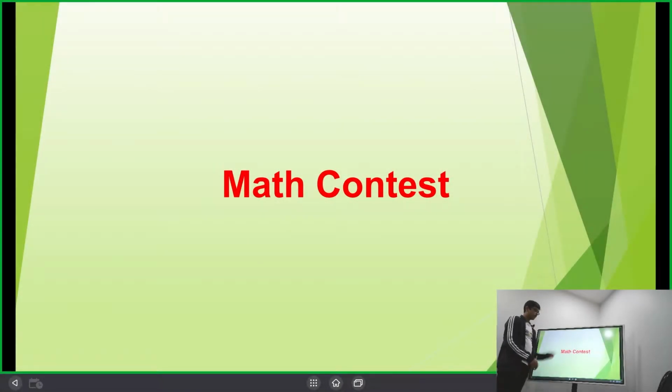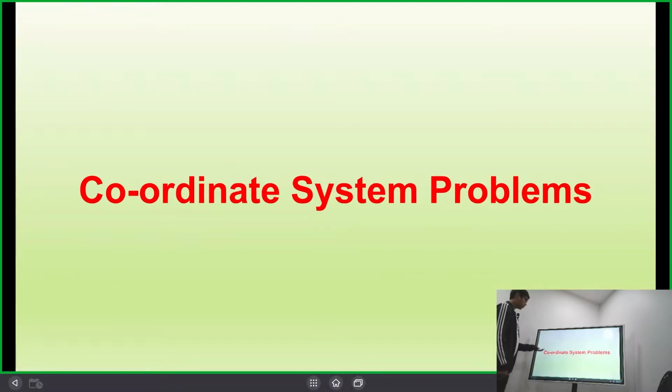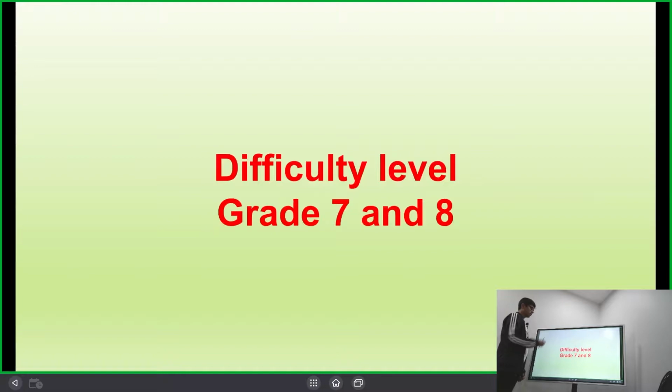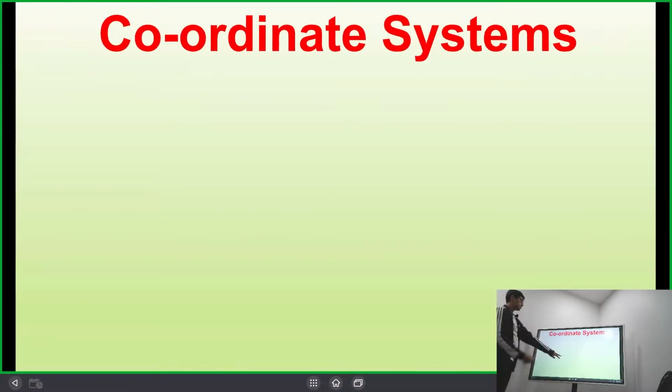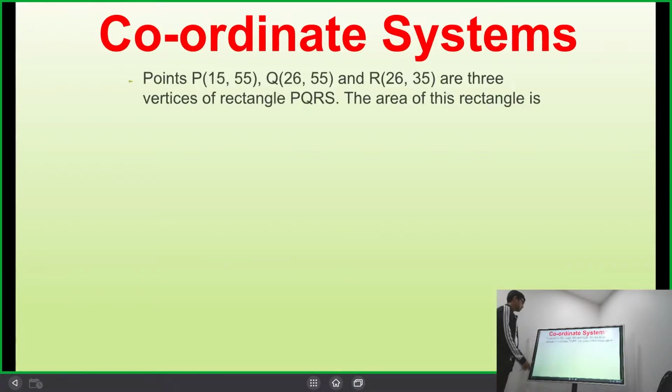Hello everyone, today we're going to keep going with our math contest series, and today our problems are coordinate system problems. The difficulty level for these problems is for grade 7 and grade 8, and let's get started with the problem. So, coordinate systems. Here's the question.